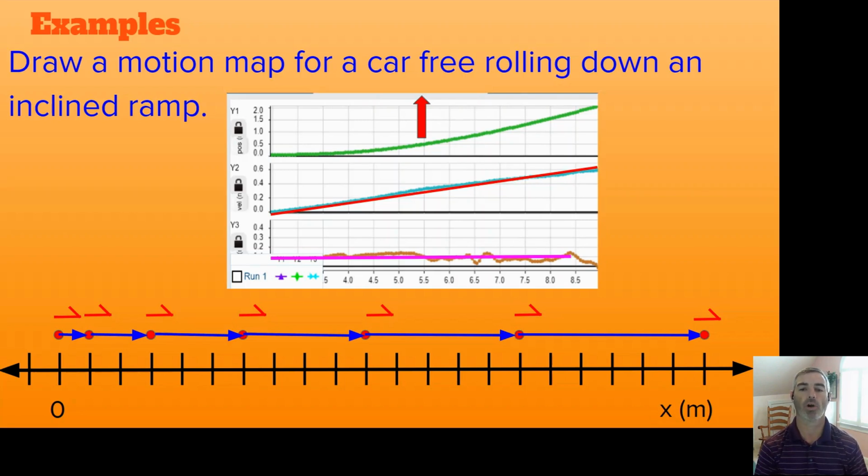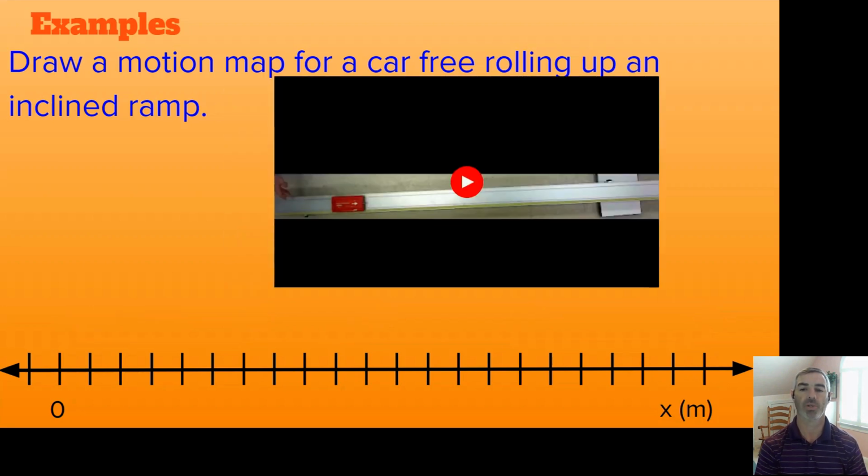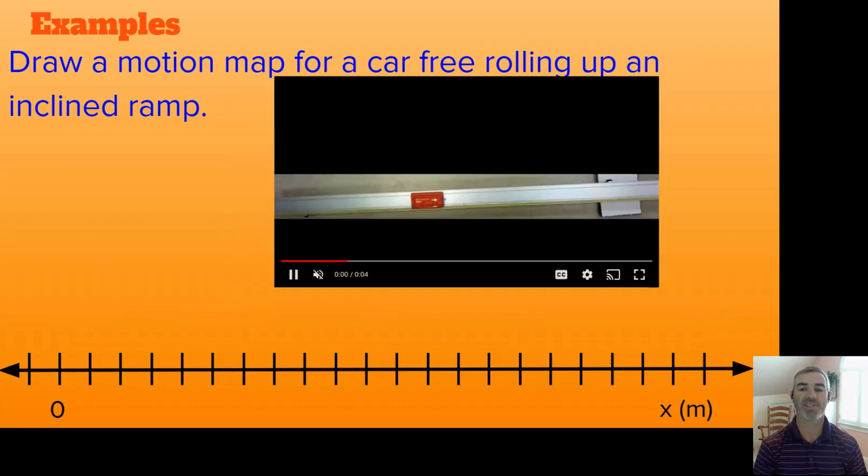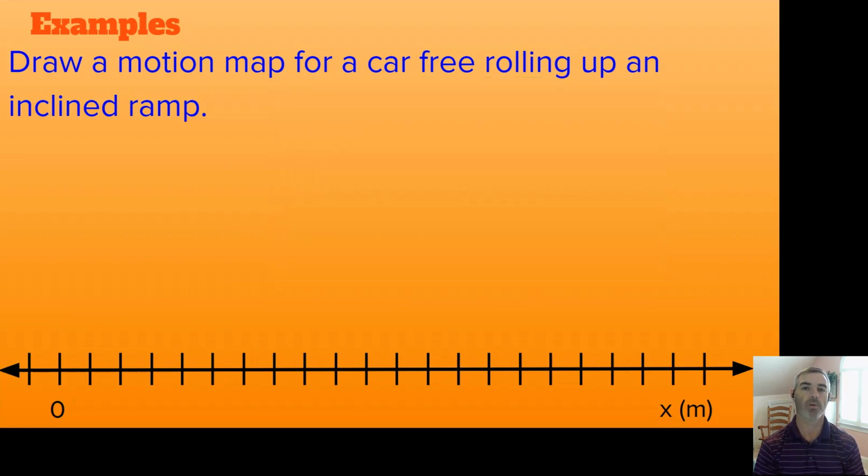We're going to have a free rolling car rolling up a ramp and coming to a stop. So it's just going to reach that point. We're not going to draw anything beyond that point. We don't know if it ends up coming back down or rolling up. So we know that as it rolls up, it's going to slow down. So the spacing of the dots are going to get closer together to show that it's slowing down.